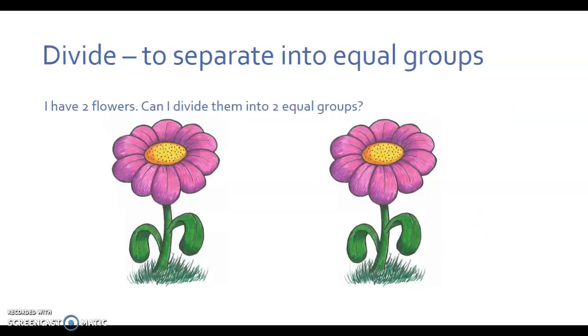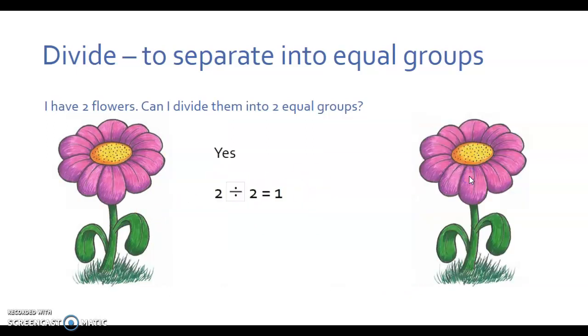All right, on to our division. To divide is to separate into equal groups. So here I have 2 flowers. Can I divide them into 2 equal groups? Of course I can. I can put 1 in one group and 1 in the next group. My division equation for that would be 2 divided by 2 equals 1. I have 2 flowers. I divided them into 2 groups, and I have 1 in each group.